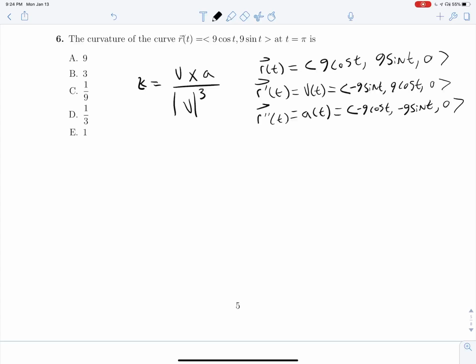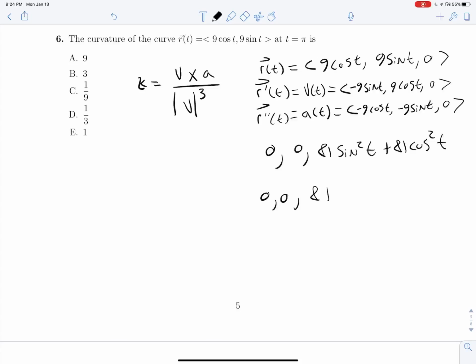Okay, let's take these cross products. So our first cross is going to give us 0. Our second cross is also going to give us 0. And our third cross will give us 81 sine squared t plus 81 cosine squared t. And we know that this can just simplify down into 0, 0, 81.